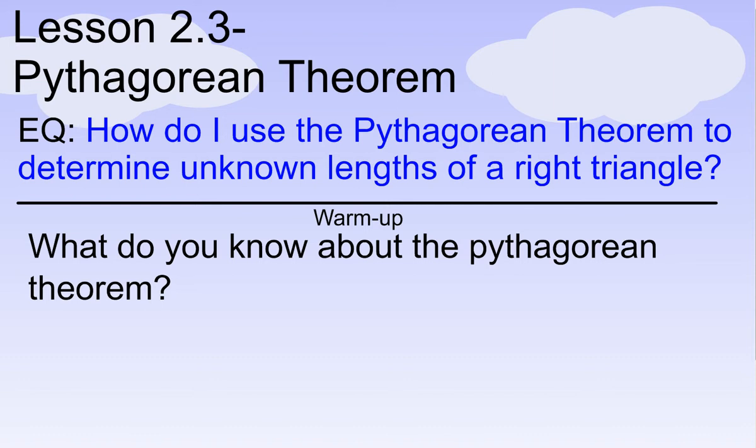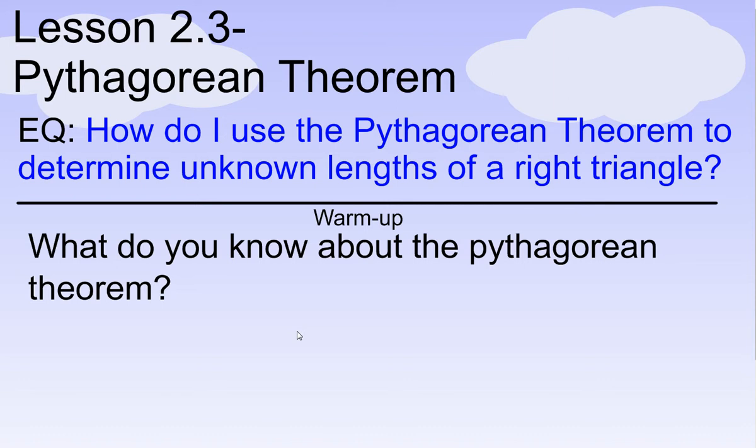So, in this lesson, the essential question says, how do I use the Pythagorean theorem to determine unknown lengths of a right triangle? And before we get too far into the lesson, hopefully you went to seanhenry.org, clicked on Grade 8, Module 2, and did the two activities between the last lesson and this lesson.